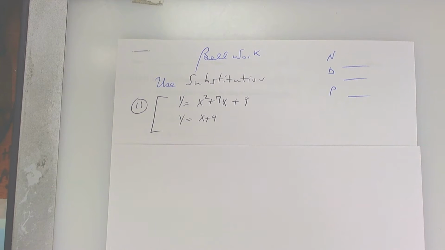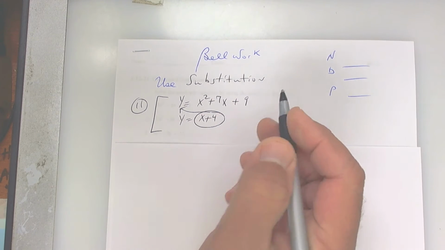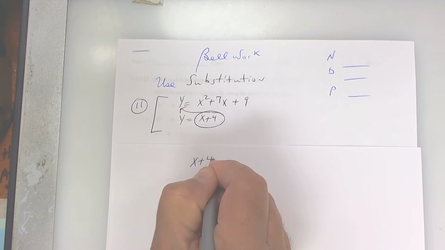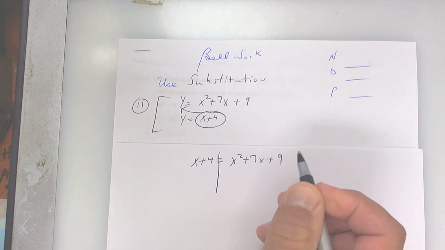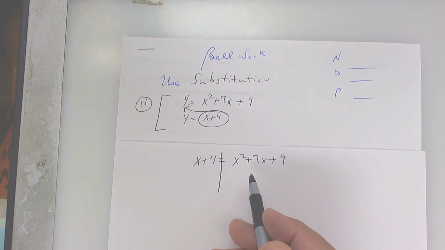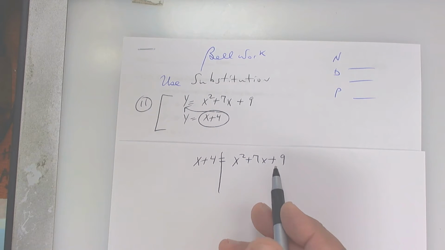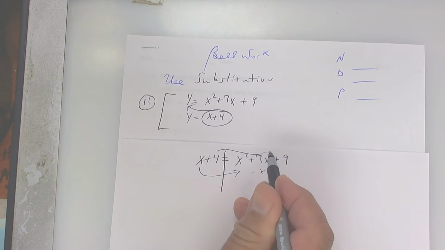Use substitution. Both of these have y by themselves, so I'm going to take this one and substitute in place of that y. Notice that I have all x's. You should have all one suit, so to speak. At this time, we're going to solve this equation. So we're going to subtract x and then subtract 4 over here.